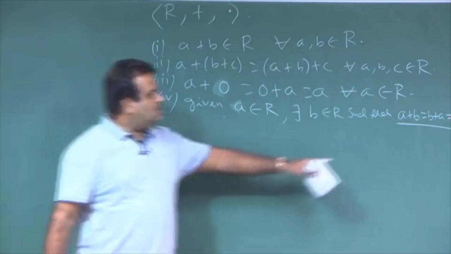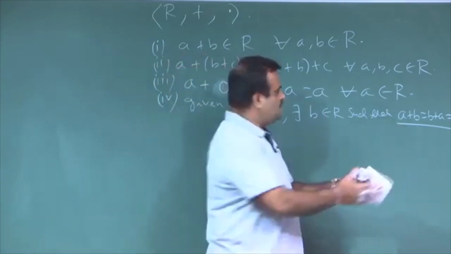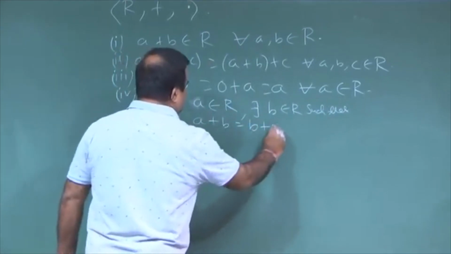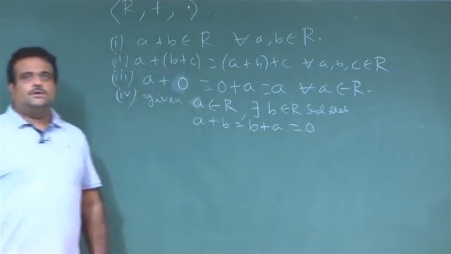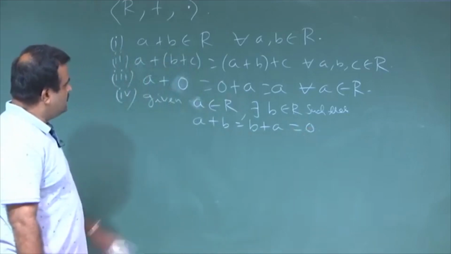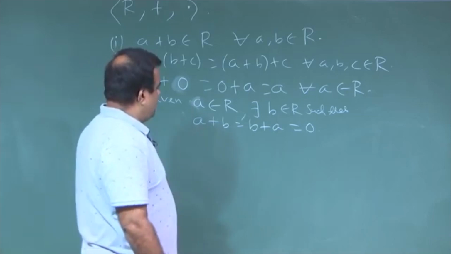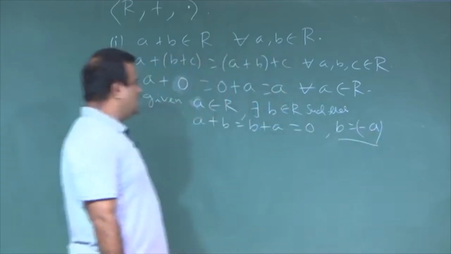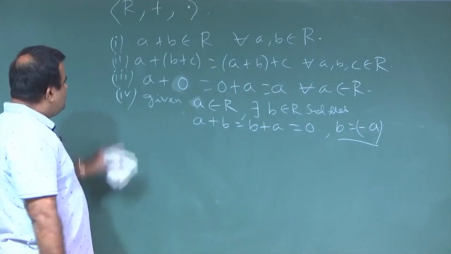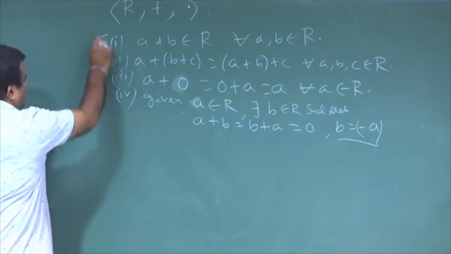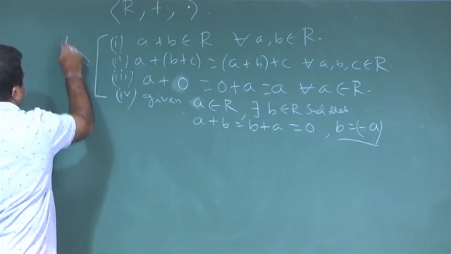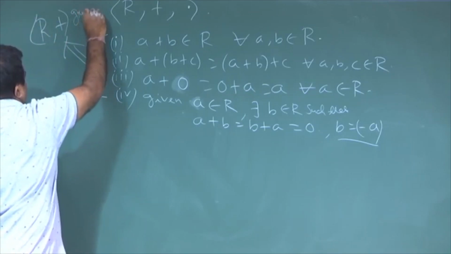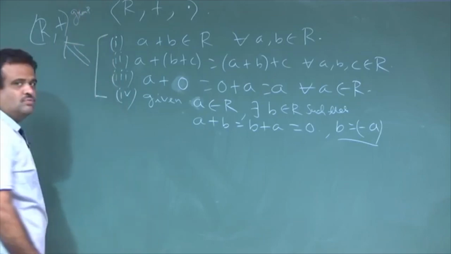Okay. So, we can write it here such that A plus B is equal to B plus A is equal to 0. So, this is in additive sense. B is the additive inverse of A, usually we denote B by this symbol, because this is in additive sense. So, every element should have an inverse. So, these properties are telling us R is a group along with this. R is a group.